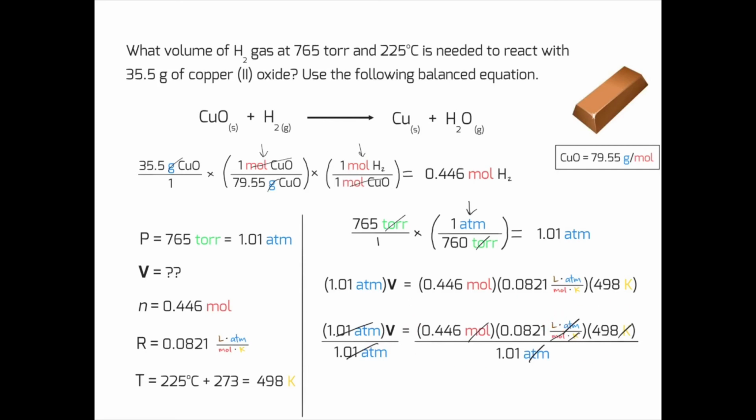So we multiply 0.446 times 0.0821 times 498, and then divide by 1.01. And what we get is a volume of 18.1 liters, which means that our volume of H2 gas is equal to 18.1 liters.